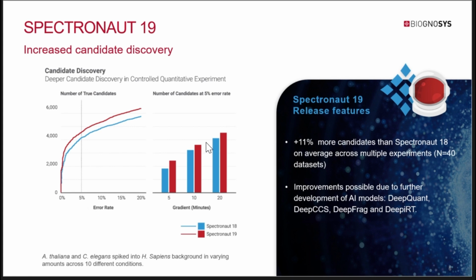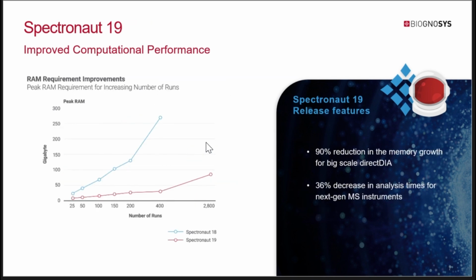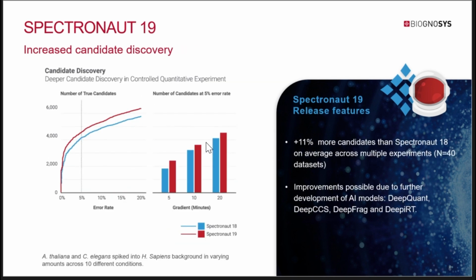But we're not just looking at IDs. We also see improvements in what we call candidate discovery. These are identified proteins that we discover that are differentially abundant, so we can actually see from a quantitative perspective an improvement in the number of proteins that are changing. Oh, sorry, I meant to say we see about 11% improvement in this newest release.